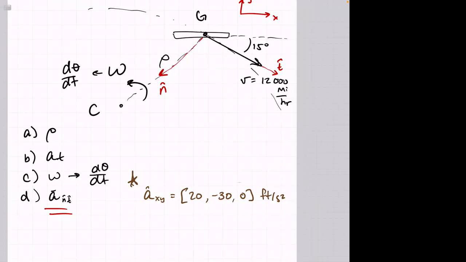And rotating for AN, primarily looking at this 15 degrees, will be 30 cosine of 15 minus 20 sine of 15. Does anyone want me to break that down further into where the rotation actually came from? Okay, I can do that.